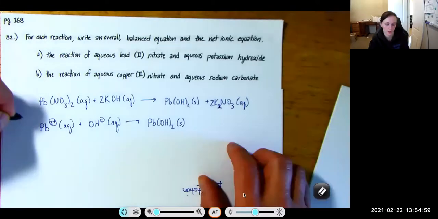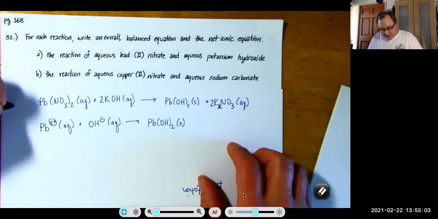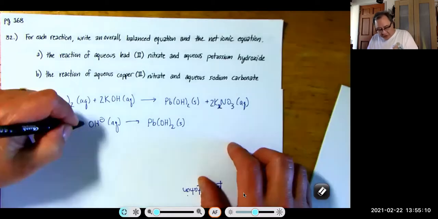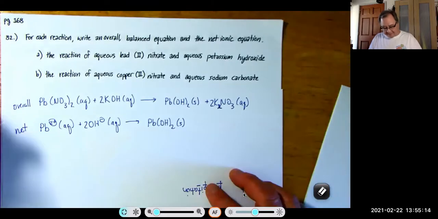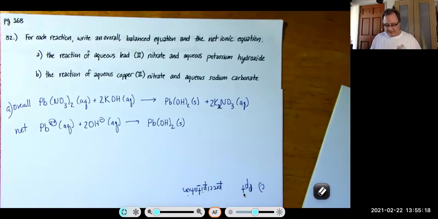So this is 2OH. This is the overall. This is the net. And yeah, we do need a 2 here because of that. So that's A. Any questions about A? No. Okay, then let's look at B.